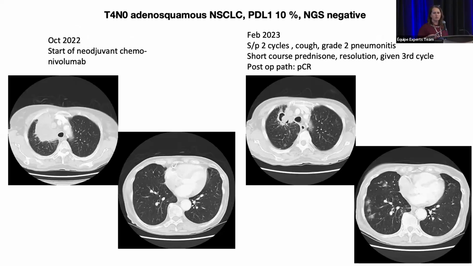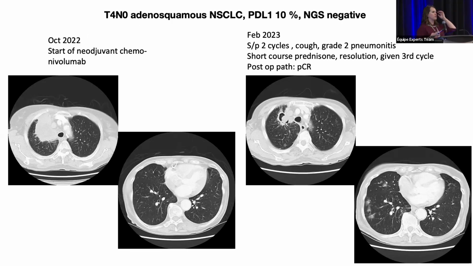This is a patient of mine with an adenosquamous non-small cell who had a T4N0 tumor, had neoadjuvant chemoimmunotherapy, great response. So the two images on the left side are at the start of treatment, on the right side post 2 cycles. And you can see that there's now a cavitary lesion, so response, the tumor actually cavitated, but then you have all these ground glass opacities that showed up elsewhere.